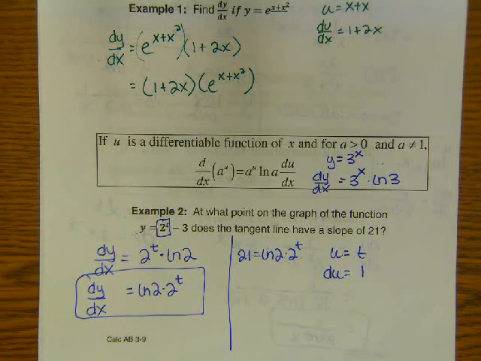What's the function in 17? The base is 3, and the power is cosecant x, okay? So u is cosecant x, correct? What would du dx be? Negative cosecant.